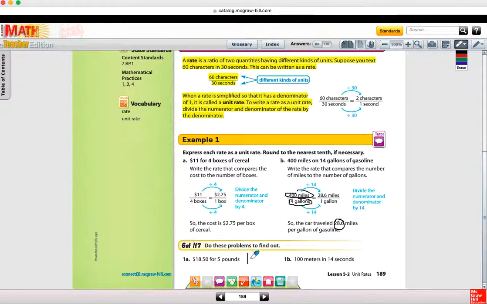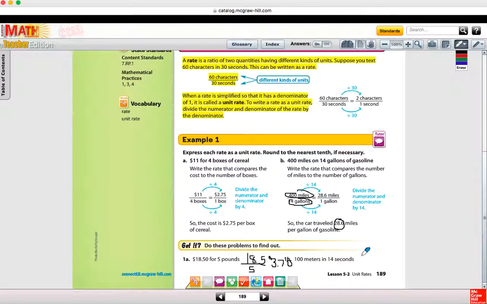$18.50 for 5 pounds. So we're going to take $18.50 divided by 5 pounds, and we will get $3.70 per 1 pound. Okay, so I just took $18.50 divided by 5.